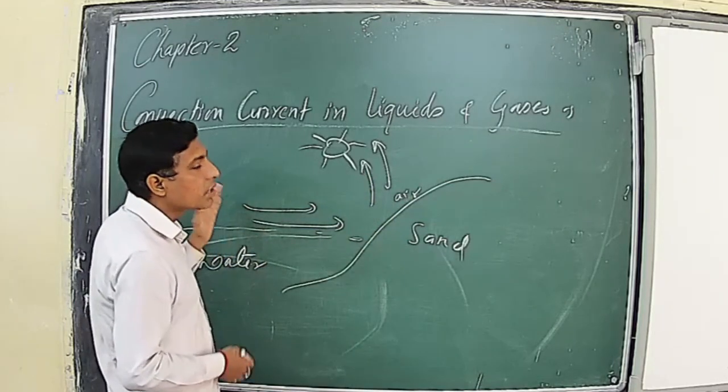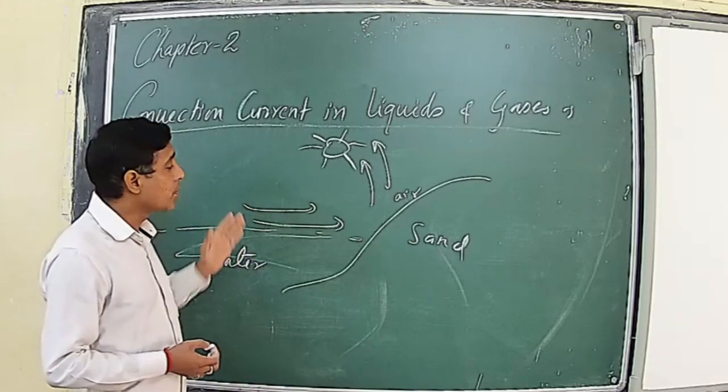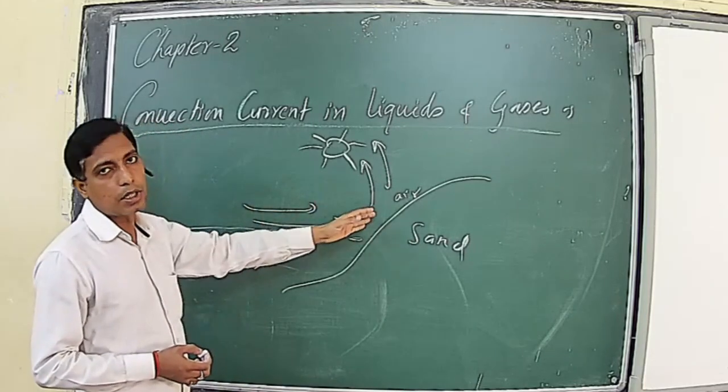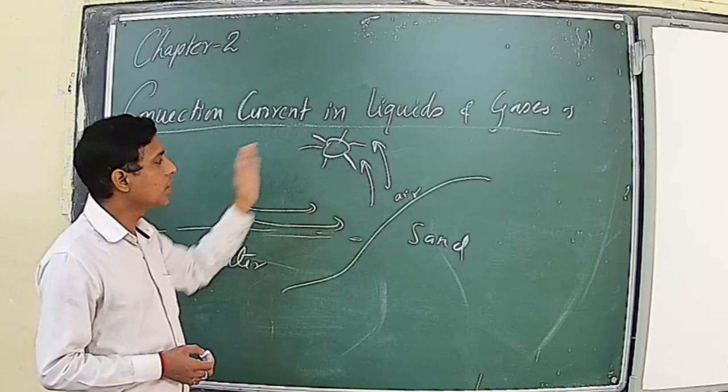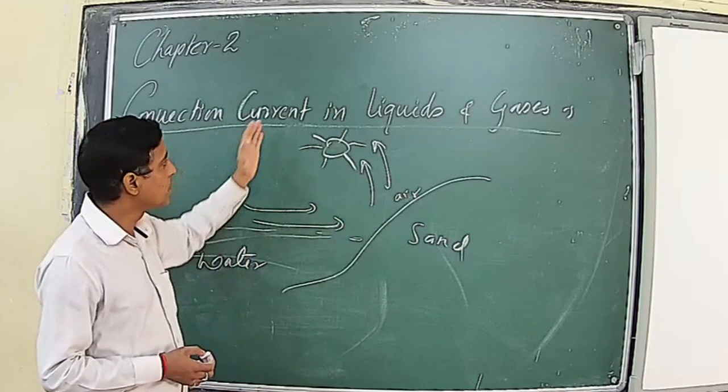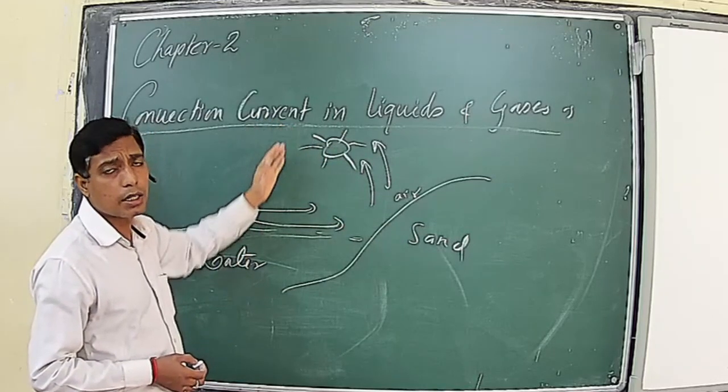One is above the land side and one is above the water body. So this is what we say: the wind is blowing from sea to land side, so it is called what? Sea breeze. So the formation of sea breeze in daytime is taking place due to the formation of convectional current in air.